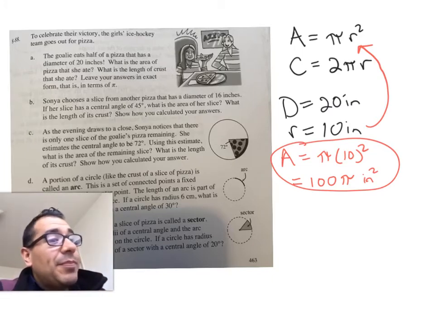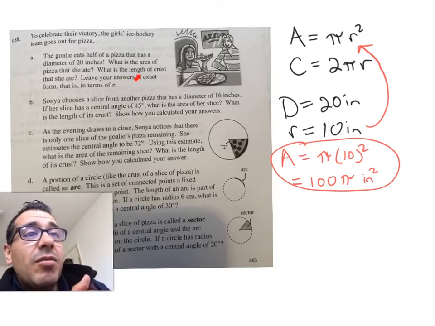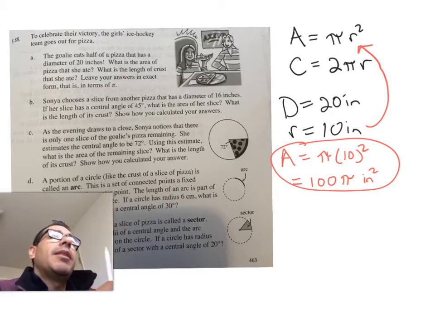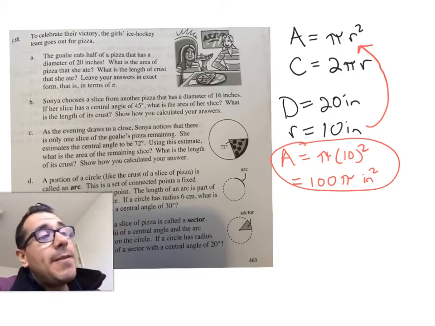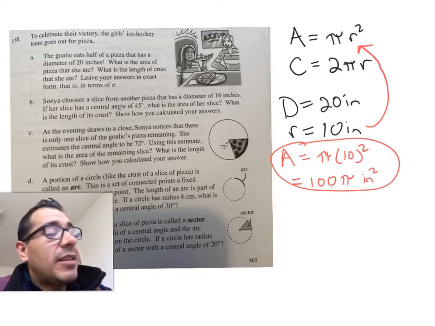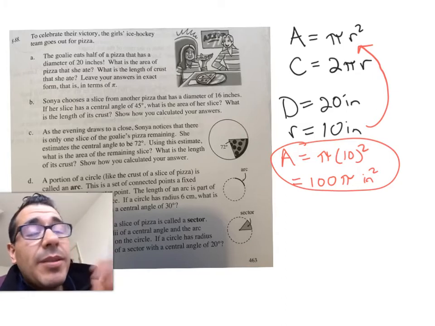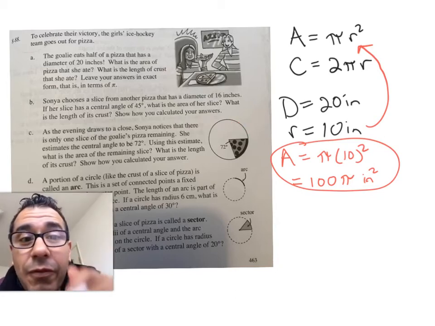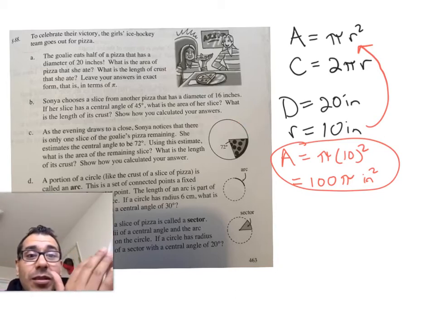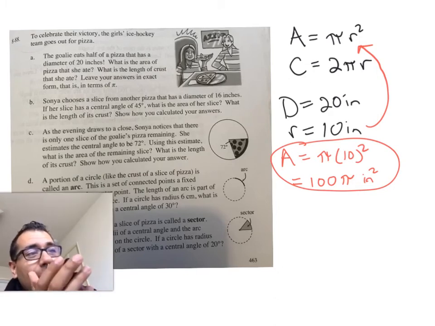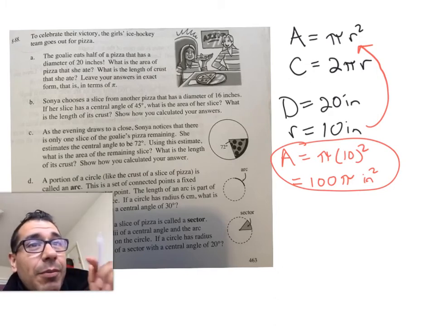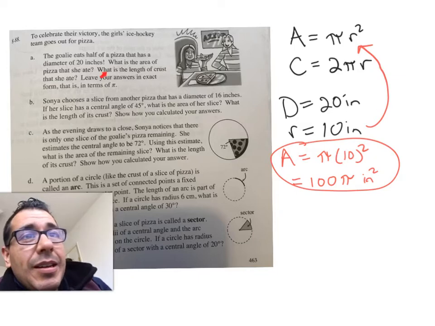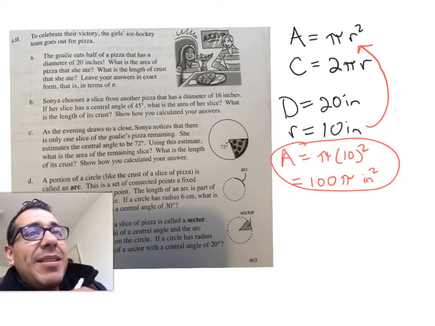But remember, they also wanted to know the length of the crust. So let me think about this. The length of the crust. Well, if I have this pizza, let's look at this pizza down here. When they're talking about the length of a crust, what they're talking about is this arc length. So, which is circumference. We're really looking for that circumference. All right. And remember, they tell us that she ate half of that pizza.